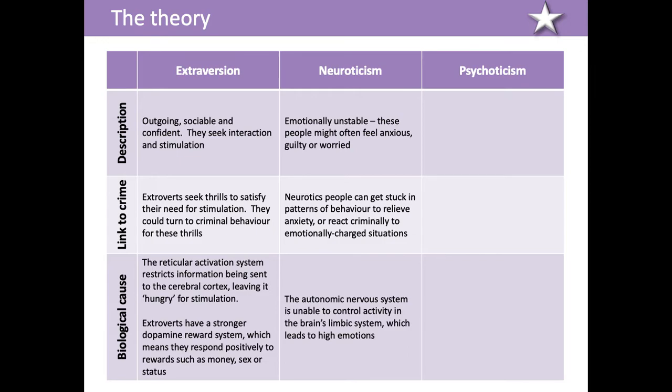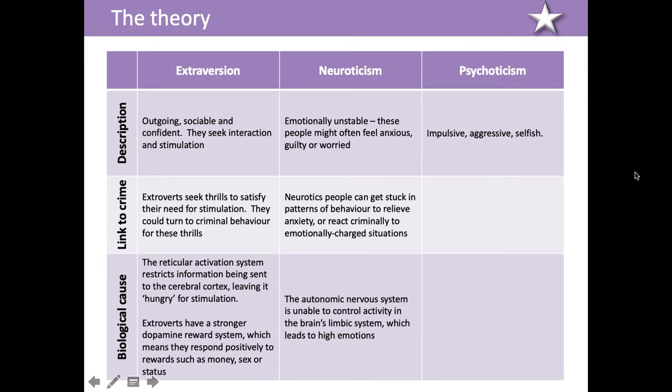And finally, we get to psychoticism. This was a personality trait that was added a little bit later than extroversion and neuroticism, but is now thought to be the most strongly correlated with criminal behaviour. And you can see why straight away as we look at the definition of psychoticism and the description of a psychotic person. And this is that they are impulsive, aggressive, and selfish.